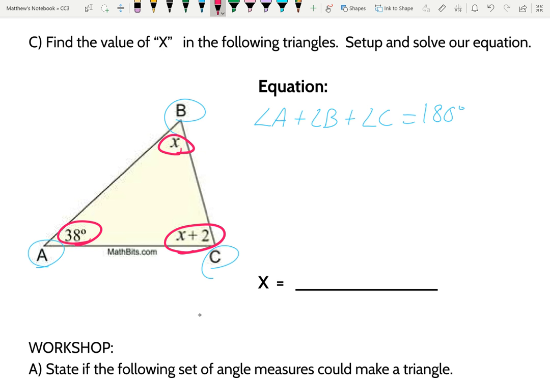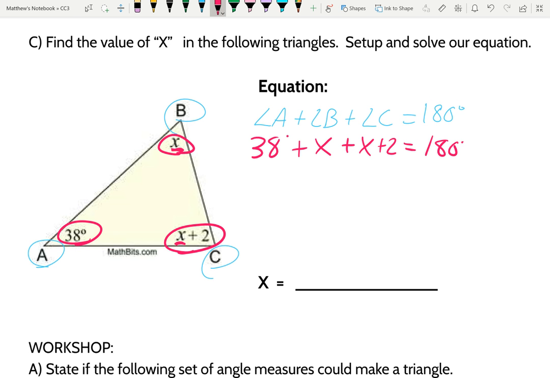So the measure of angle A is 38 degrees. The measure of angle B is unknown, so we put in x. The measure of angle C is the unknown number plus 2. So notice that x is going to be the same in both of those two parts for both B and C. And here we're going to set it equal to 180.